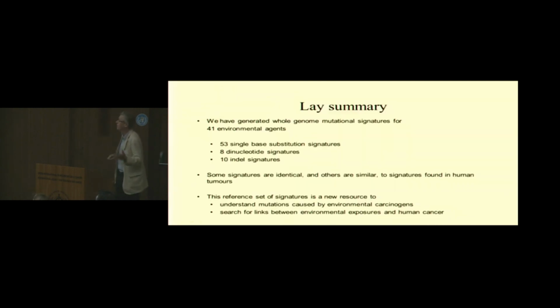Here's my lay summary. We have generated whole genome mutational signatures for 41 agents. This comes to 853 signatures, base signatures, taking into account we have different concentrations in some cases, 8 dinucleotide signatures, 10 indel signatures. Some are identical to human tumor signatures, and many others are similar. So this is a good start. This is a reference set of signatures, which we think is a new resource to understand mutations and to search more into the future for links between environment and human cancers.